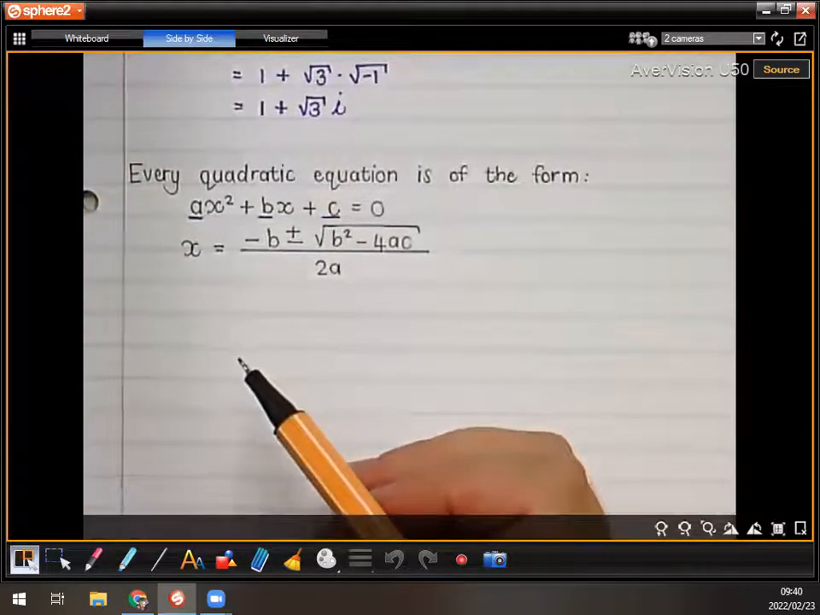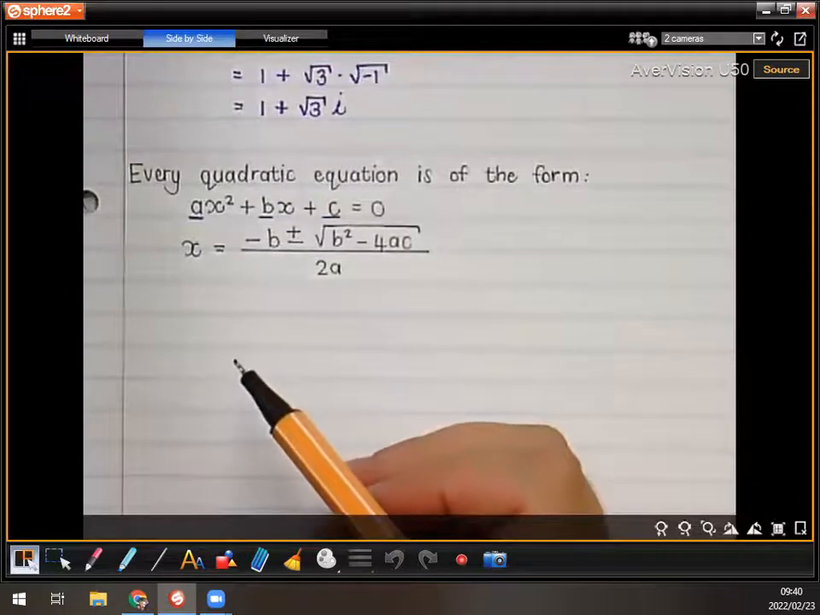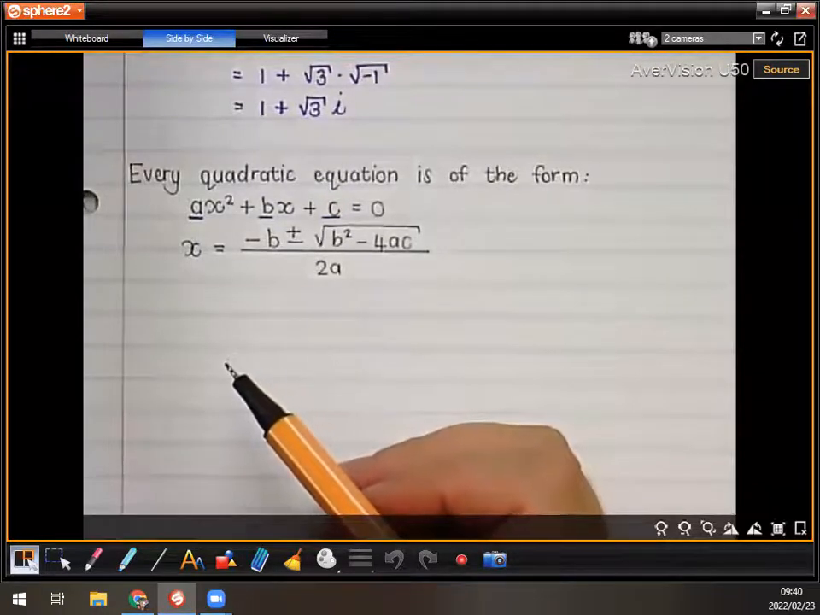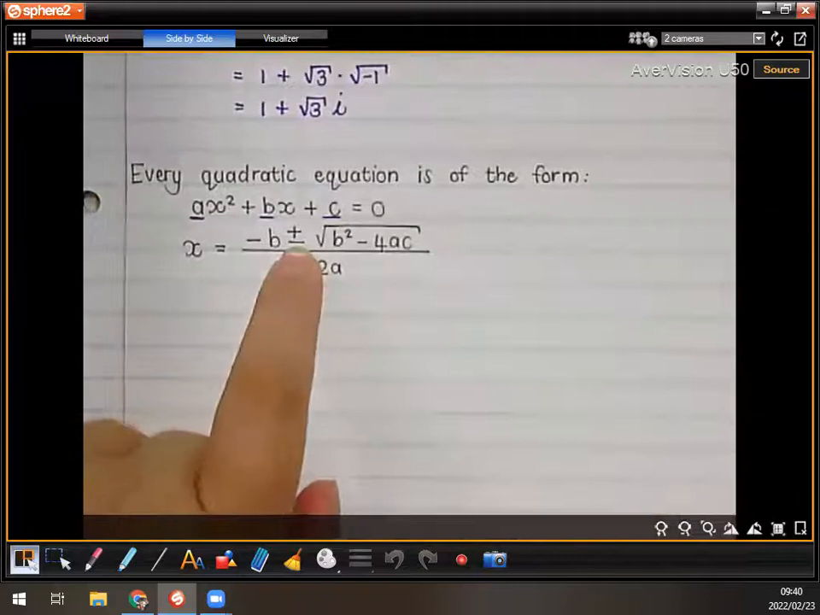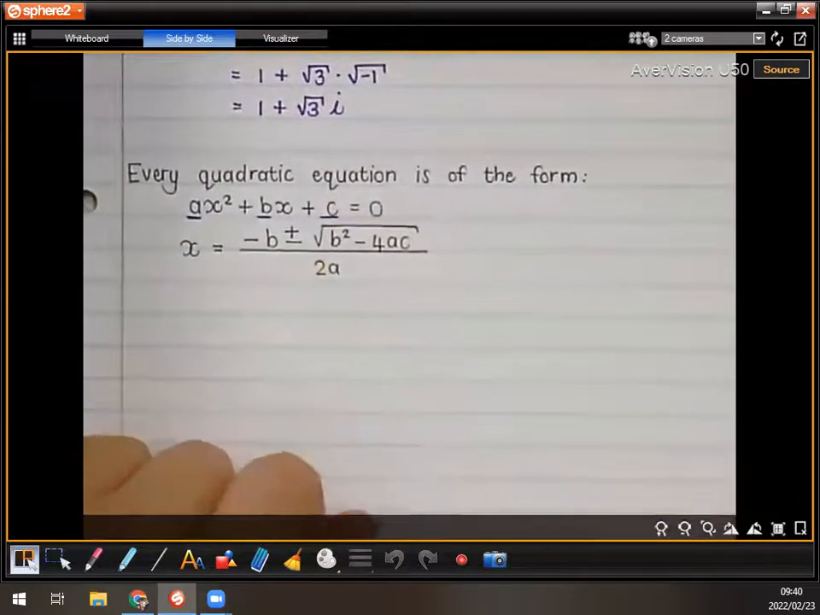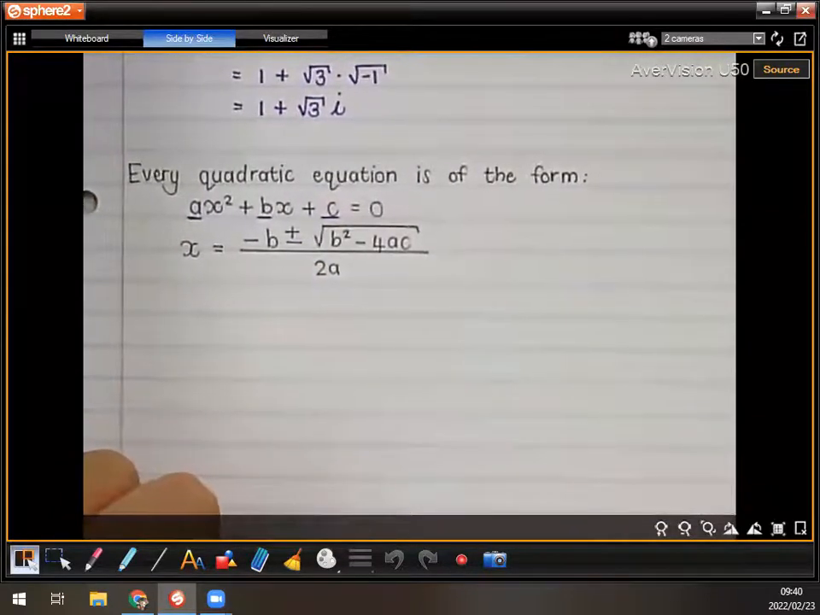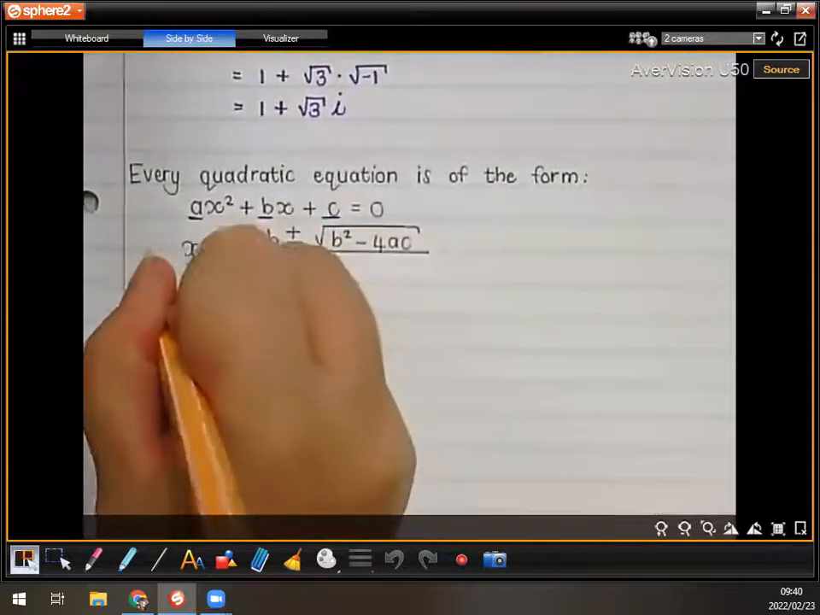Then on your calculator, you're going to use the arrow buttons, you're going to go to this plus, you're going to delete it, change it to a minus, press equals again, and it will give you the second answer. Let's do an example.